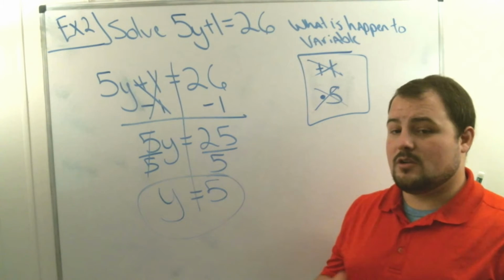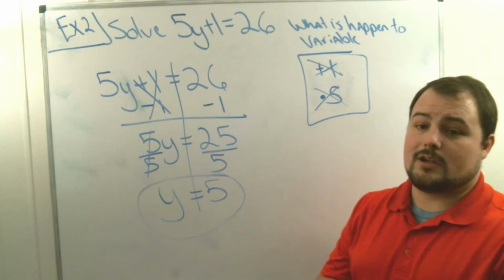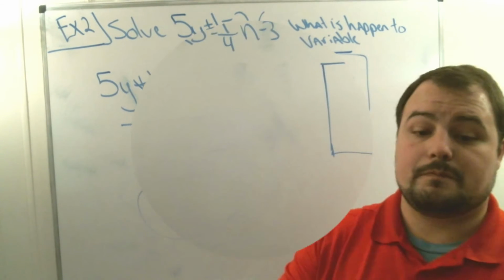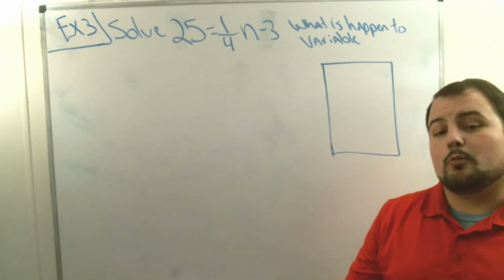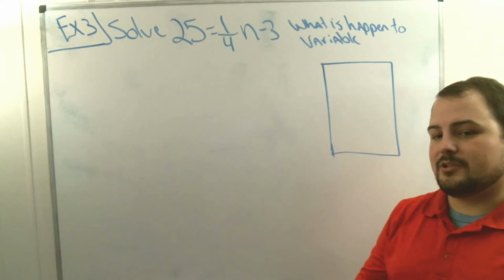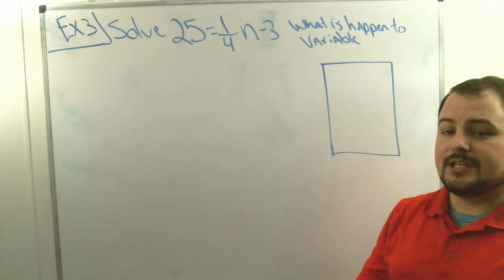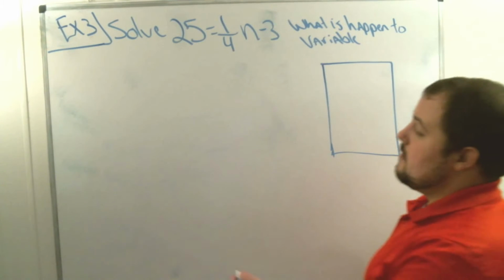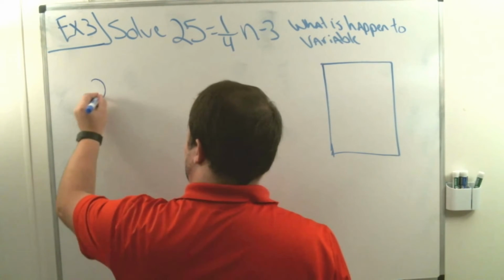Let's keep moving on. We're already almost done. Pretty quick lesson and good to go. In example 3, we're going to be working on one that has a fraction with the variable. So we're going to solve it kind of similar to what we've done, as well as what we did in lesson 1. So first thing I'm going to do is rewrite my problem.